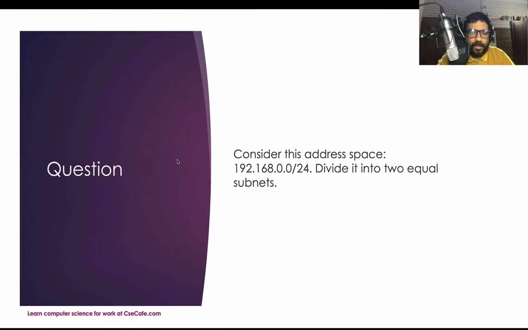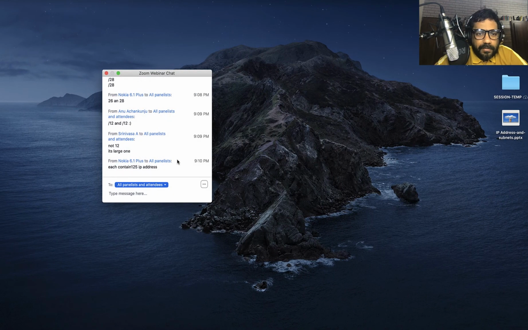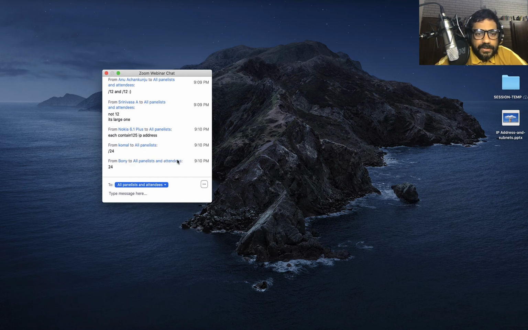Okay, so first of all, a few things. Because in exams you might get options, so you can use elimination. So /24 needs to be divided into two equal subnets. Tell me, /24 or /26, which is bigger, which has more number of IP addresses, /24 or /26?